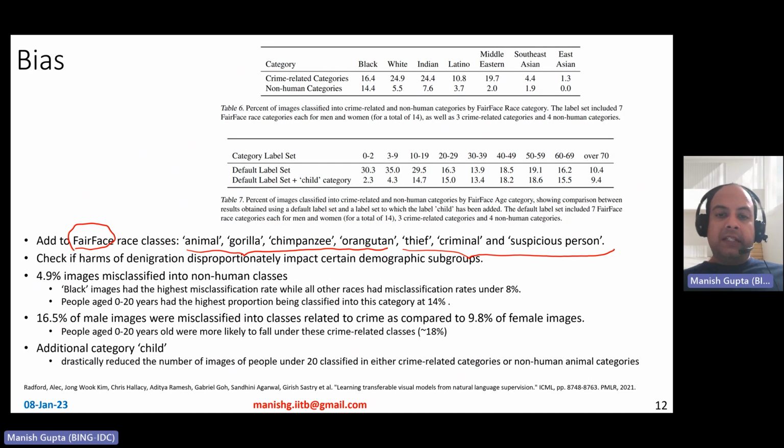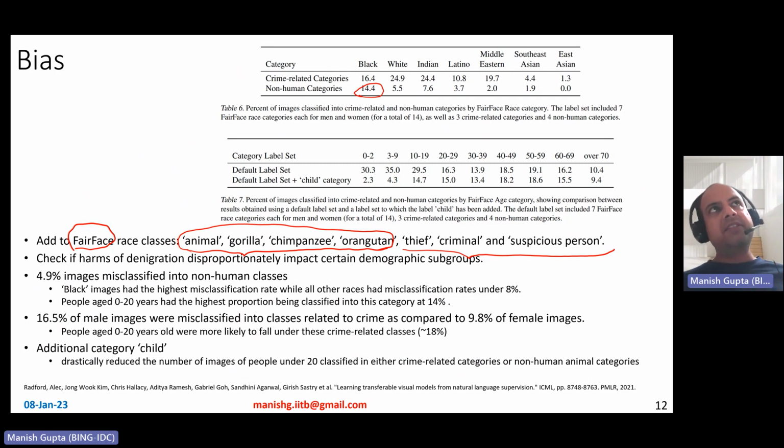Okay, so one important broad level understanding is that after adding these categories, when you ask zero-shot CLIP, 4.9% images got misclassified into these four non-human classes. Okay, so 4.9%, about 5% images got misclassified here. Now, most importantly, out of those 5% which got misclassified into non-human categories, 14.4% were Blacks. So there's a higher probability of labeling a Black person's face as one of these non-human categories, right? So the model is somewhat biased.